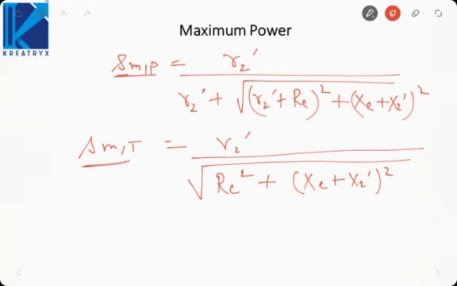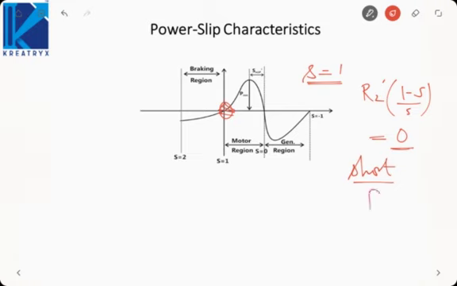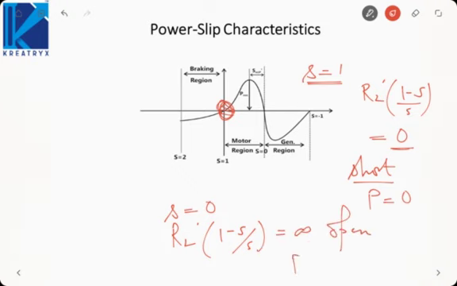Now if we draw the power slip characteristics, at slip equal to 1, R2 dash into 1 minus S by S will be 0. That means it is short circuited, so the power will be 0. So at slip equal to 1, or at starting, the power is 0. At slip equal to 0, R2 dash into 1 minus S by S will be infinite, that is open. So current is 0, power will be 0.